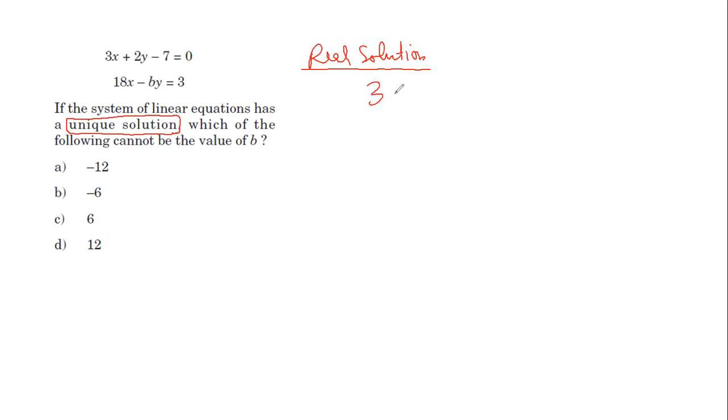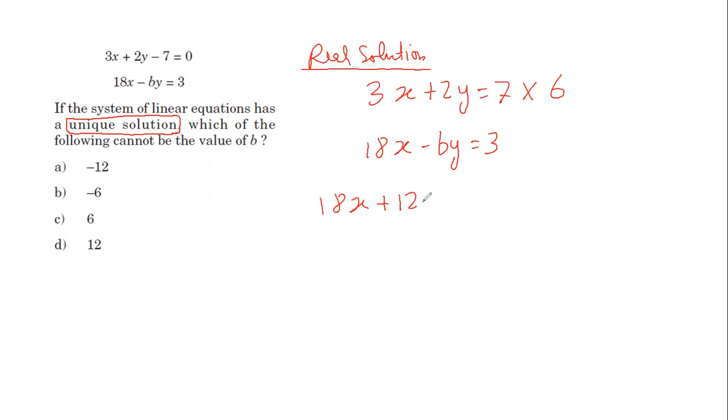Let's see what happens. The first equation is 3x plus 2y, and I'll take 7 on the other side. So 3x plus 2y is 7. The second equation is 18x minus by is equal to 3. To solve, because I can see 18x here and 3x there, I can multiply the first equation by 6. So 6 into 3, that's 18x, plus 2 into 6, that's 12y, is equal to 7 into 6, 42. That will be the equation. And the second equation is 18x minus by is equal to 3. So I can solve this now.